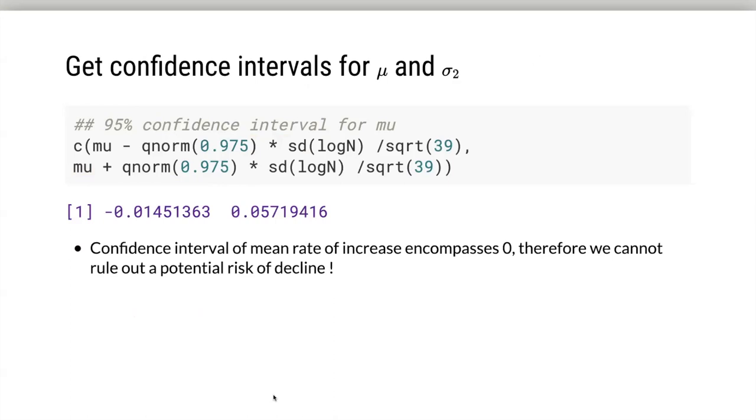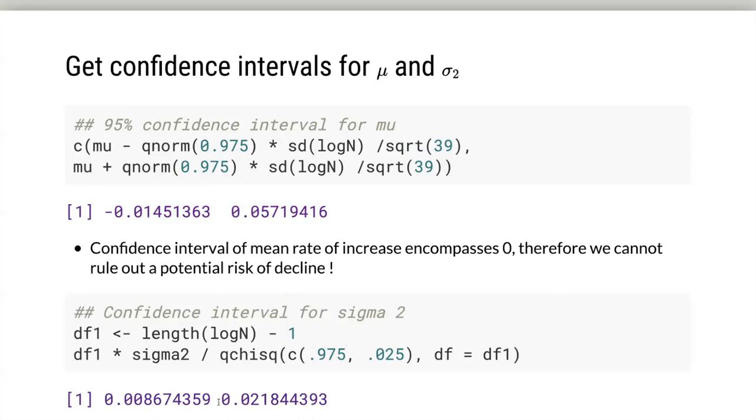Mu is distributed normally, so we can calculate a confidence interval like for normal distributions using qnorm in R, which is the distribution of the quantiles of the normal distributions. We use the standard deviation of the log ratio and the square root of population size, which in our case is the number of years of data points in the data. Okay. So we can see that the confidence interval for the average rate of increase encompasses zero. So it doesn't rule out a potential risk of decline, okay, when we consider the confidence interval.